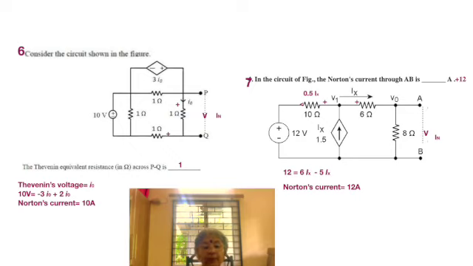The direction is appropriately taken into consideration: 6 into Ix, but 0.5 Ix is flowing through 10 ohms, so that is equal to 5 Ix, but the direction is a drop as far as the right path is concerned. So we have 6 Ix minus 5 Ix is equal to 12, or Ix is equal to 12, which is the Norton's current. So very simply we have solved problem number 7 as well.